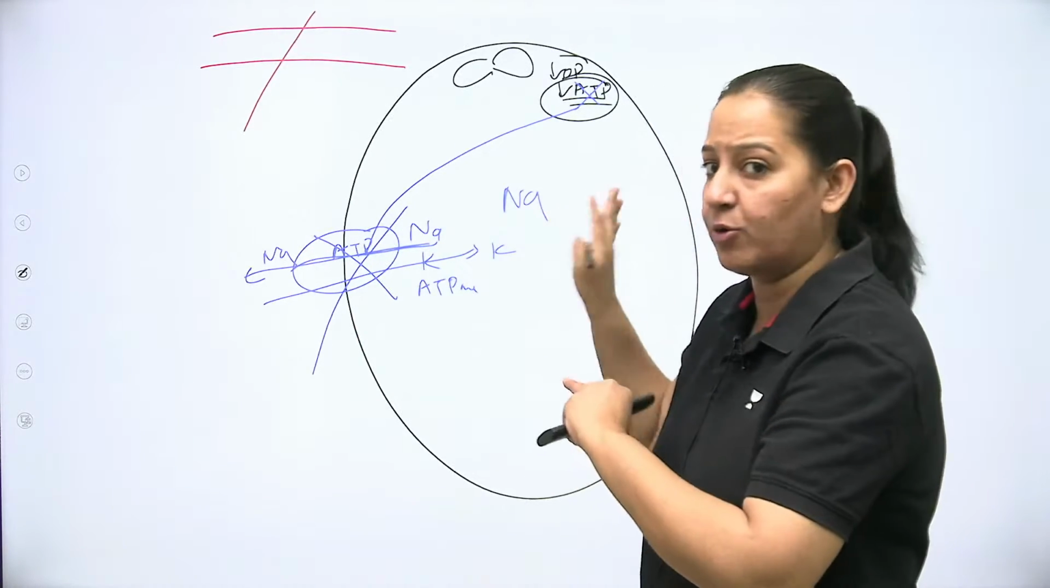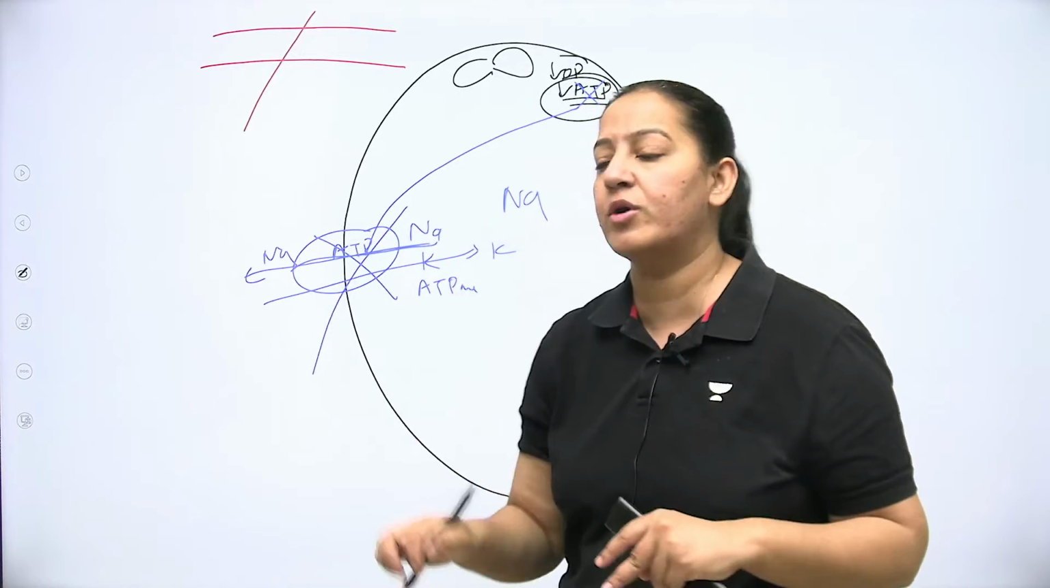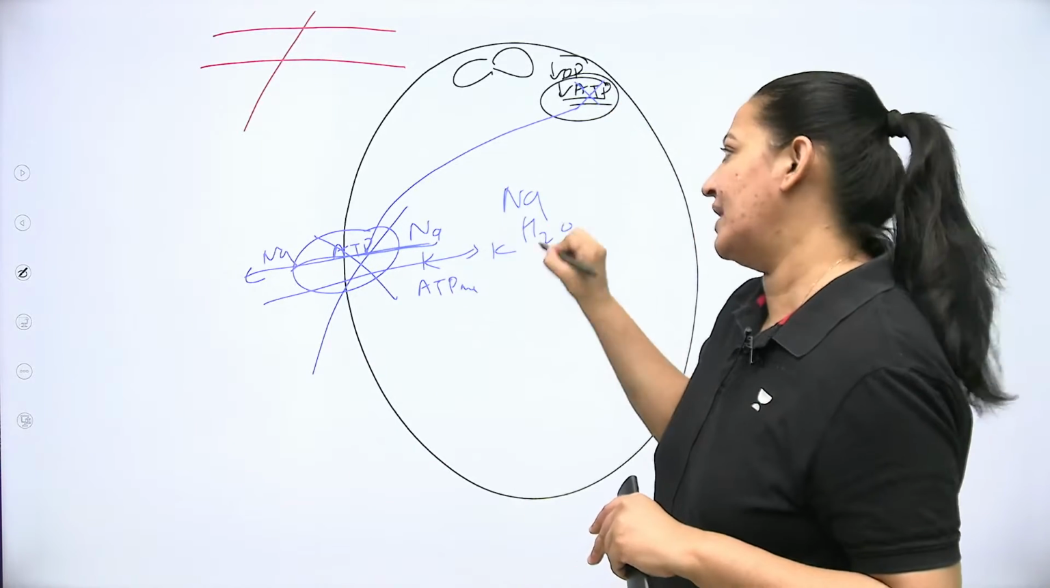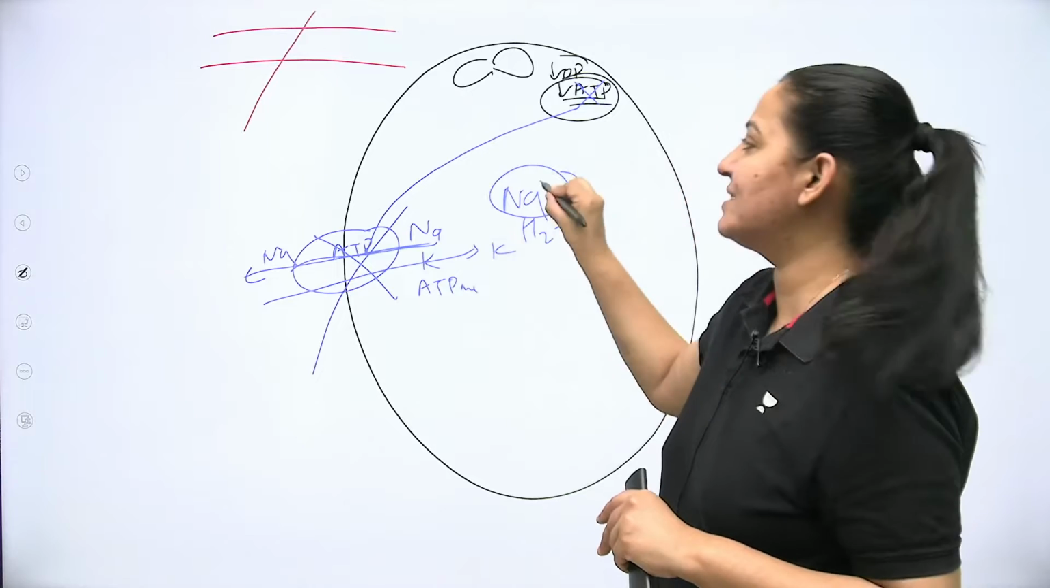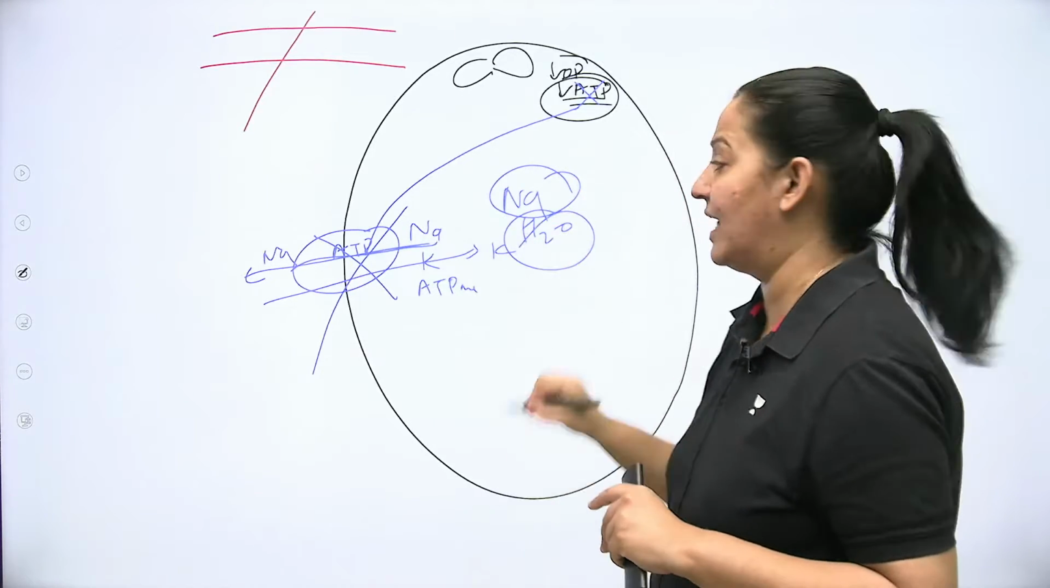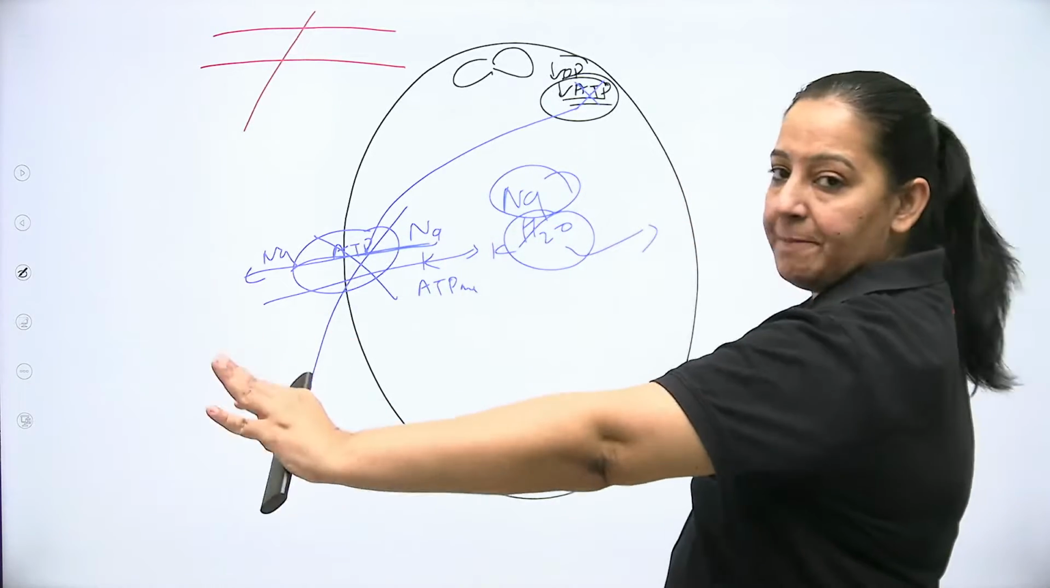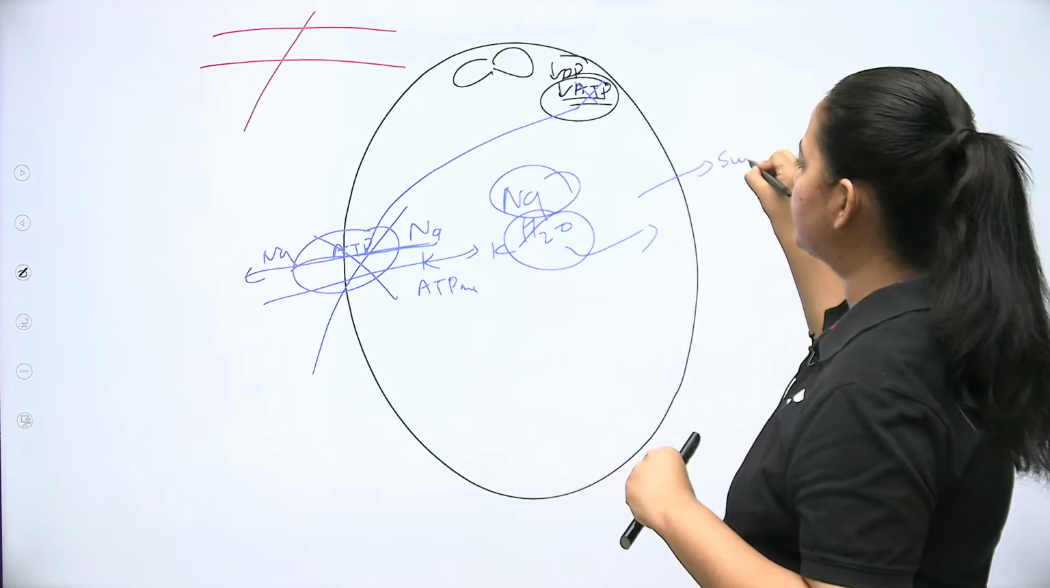Sodium will remain inside the cell only. It will not go out. And wherever there is sodium, it drags water osmotically. So sodium remains inside the cell, water will also remain inside the cell, and because of the water, the cell will swell.